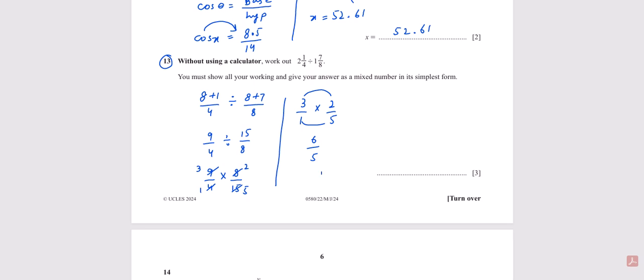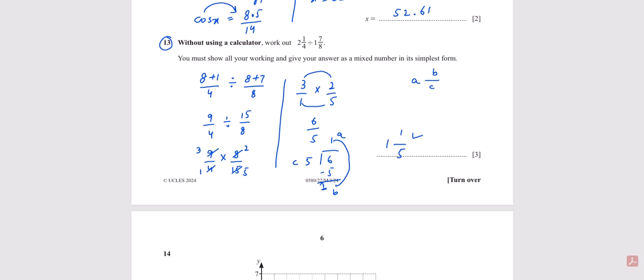So divide these values: 6 divided by 5, 5 ones are 5, so the remainder is 1. We use the mixed form and write 1 and 1 over 5, like this. First, write this one as A, this one as B, and this one as C. So we use the formula A, B and C. Okay, this is our final answer.